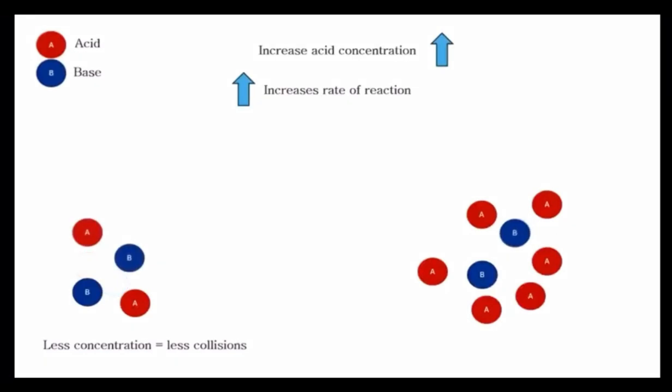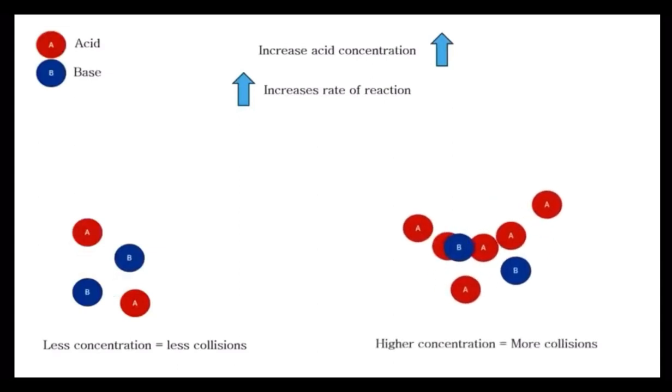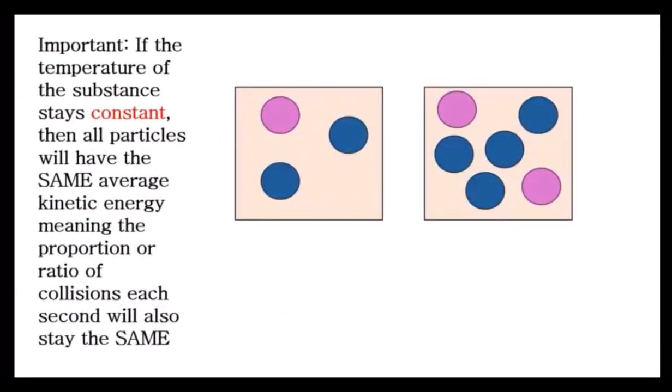However, if you were to increase the concentration of the acid, the rate of reaction would also increase, as there are more acid molecules available to react with base molecules, leading to a higher frequency of collisions. It's important to note that if the temperature of the substance stays constant, then all particles will have the same average kinetic energy, meaning the proportion or ratio of collisions each second will also stay the same.